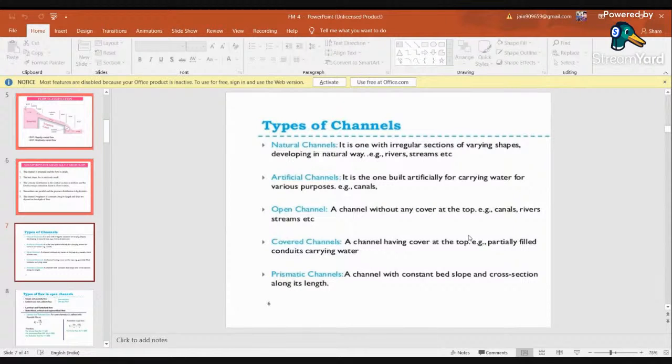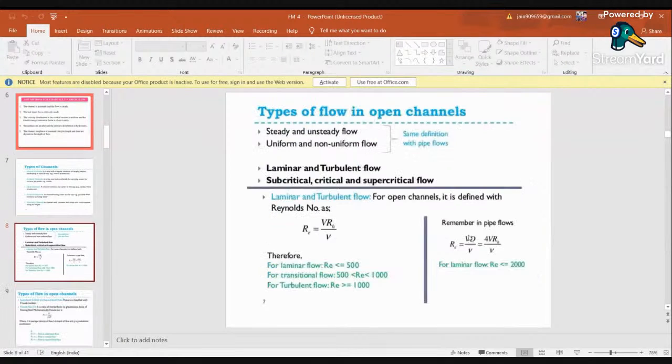Then prismatic channels. Prismatic channels are channels which may be open channels, covered channels, artificial channels, or natural channels. But for a prismatic channel, the condition should be that it has a constant bed slope as well as cross section along its length. Okay, out of which we have to learn about the open channel.